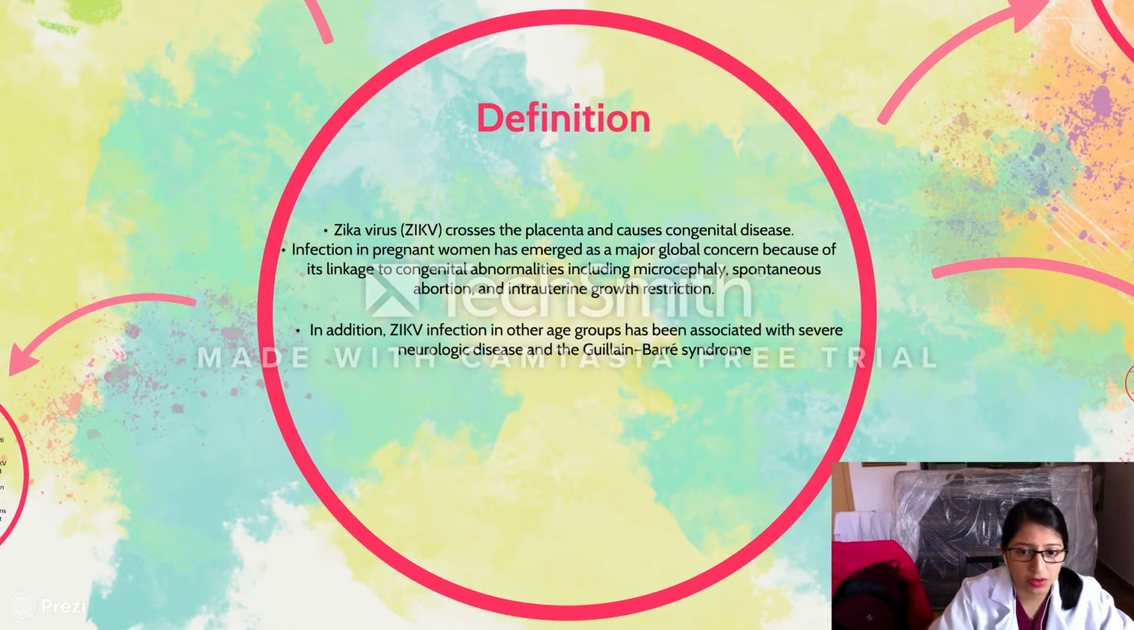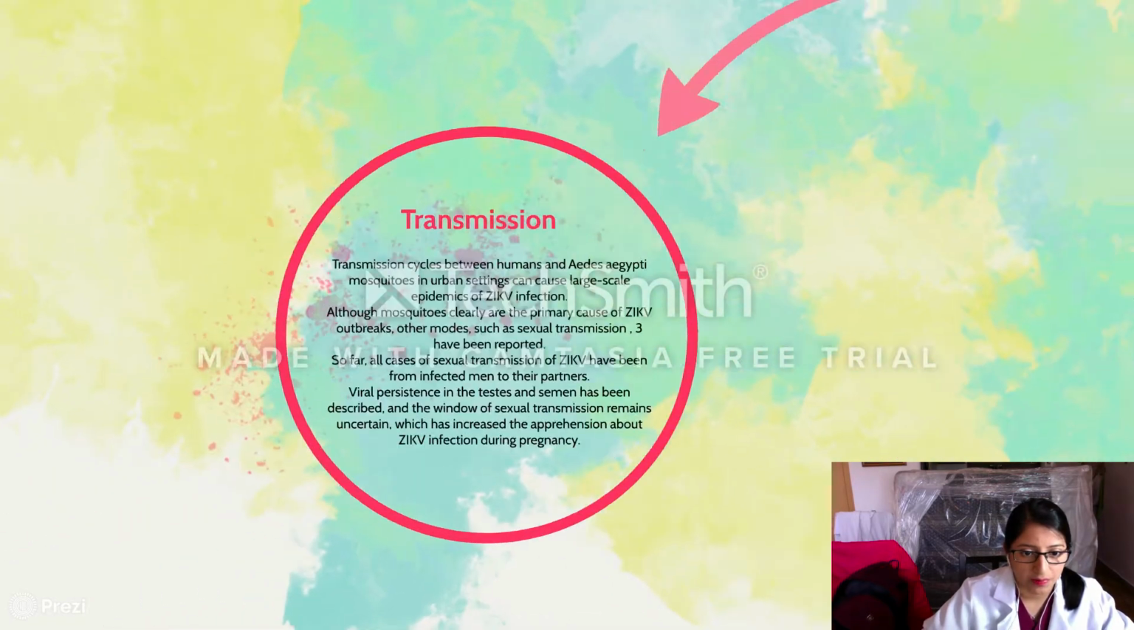Definition: Zika virus crosses the placenta and causes congenital disease. Infection in pregnant women has emerged as a major global concern because of its link to congenital abnormalities, including microcephaly, spontaneous abortion, and intrauterine growth restriction. In addition, Zika virus infection in other age groups has been associated with severe neurological disease and Guillain-Barré syndrome.